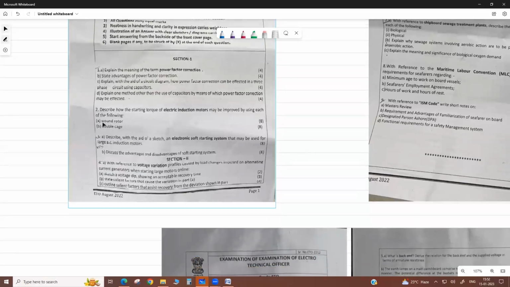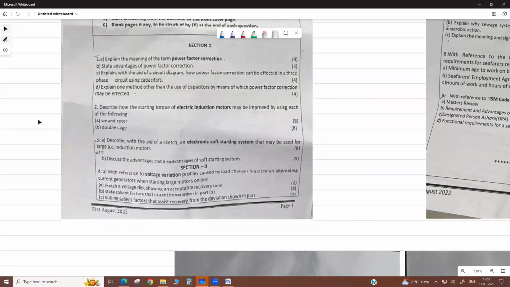Then the second is the electric motor. Your three-phase squirrel cage induction motor has a low starting torque. Then how do we improve the starting torque? By changing the rotor construction type. So instead of a squirrel cage, we use a double cage rotor or wound rotor.